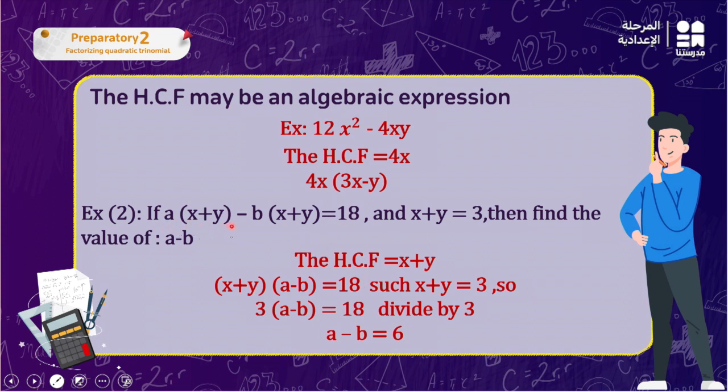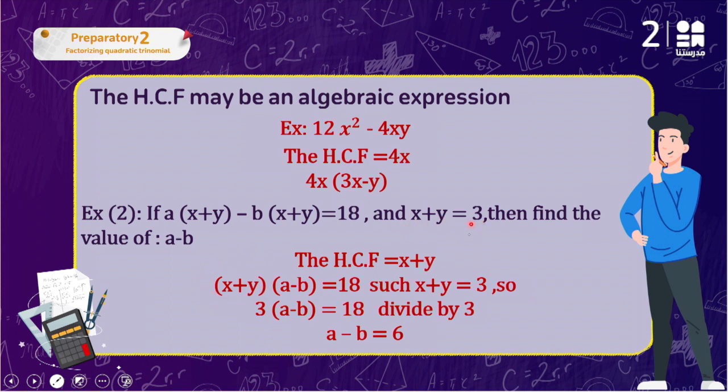Okay. As we see another example for factorizing by using the highest common factor, a multiply x plus y minus b multiply x plus y, also this is equal to 18, and x plus y equals 3, so we deduce that. Okay, هنشوف هنا وناخد بالنا ان ال x plus y كلها as a bracket ده ال common factor بتاعي, so we can take x plus y, so the result will be x plus y times a minus b equals to 18, and x plus y is 3.